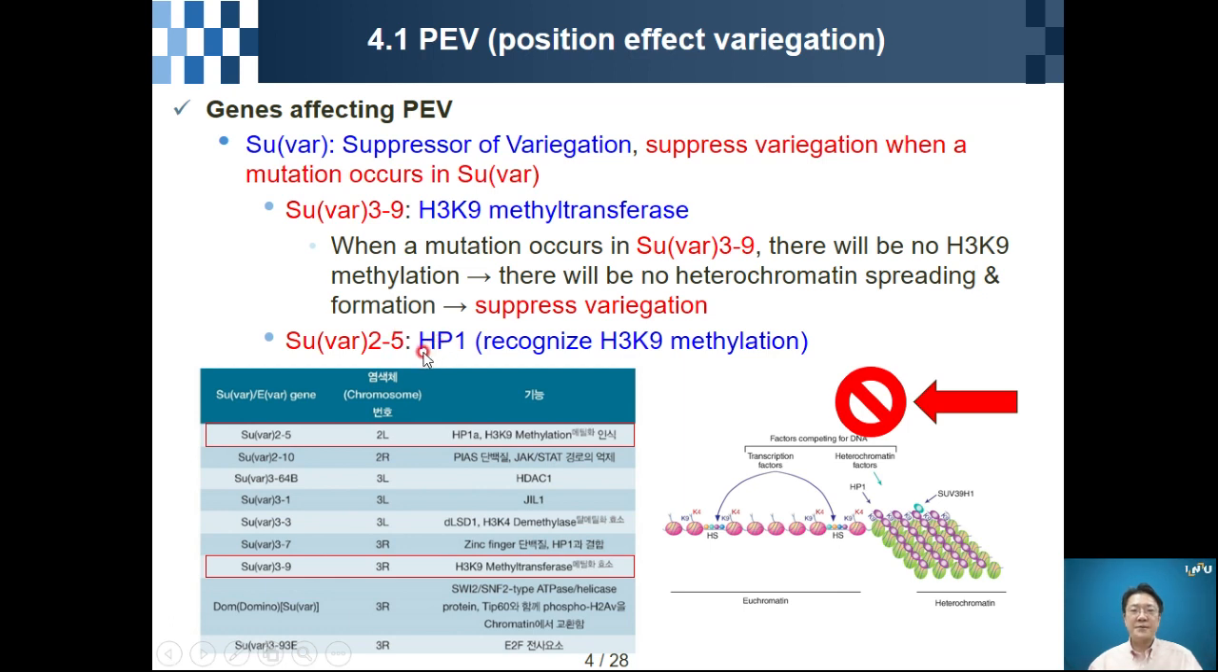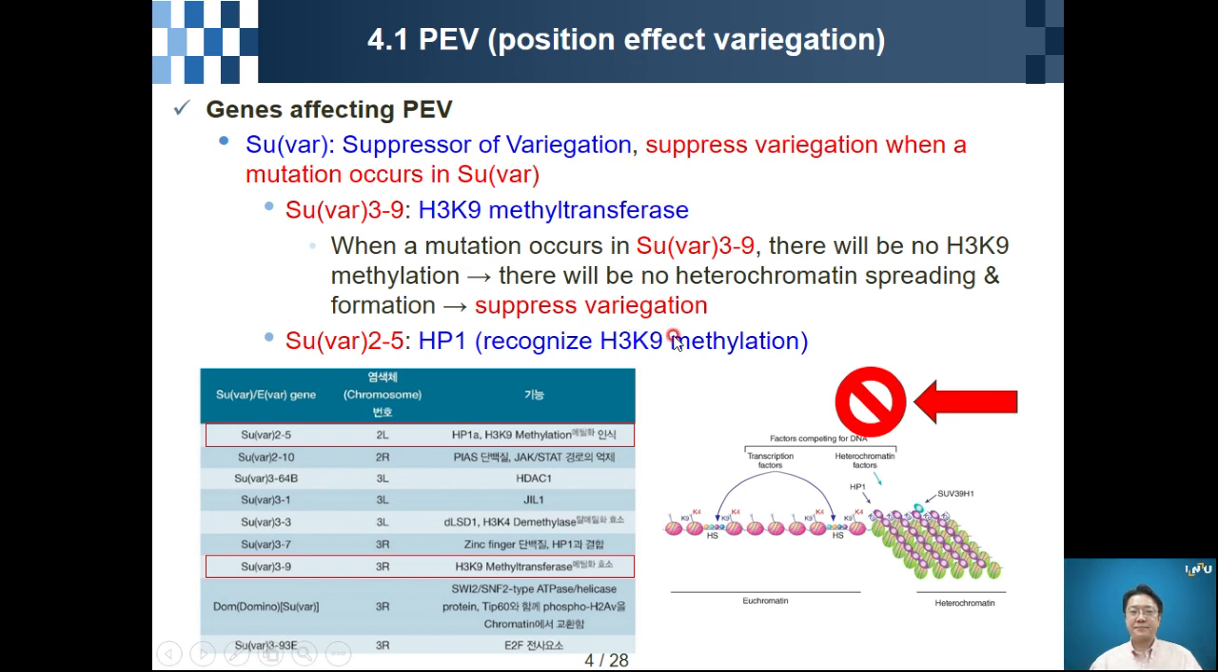The important thing is that variegation is suppressed when a mutation occurs in SU(VAR). In the case of SU(VAR)3-9, if a mutation occurs, there will be no H3K9 methylation. It means that there will be no heterochromatin spreading and formation. Finally, it will suppress variegation.